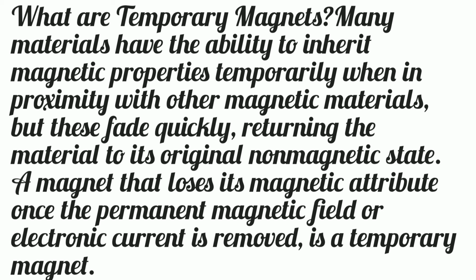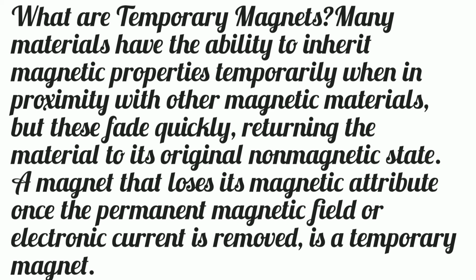Now let us come to the temporary magnets. Temporary magnets do not retain their magnetic properties when some external source of magnetic field or some external source of electrical current is removed. So they tend to lose their magnetic properties. Such magnets are called the temporary magnets.